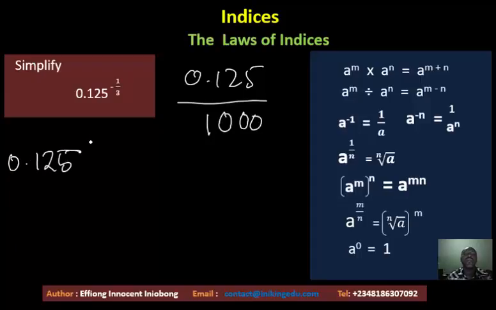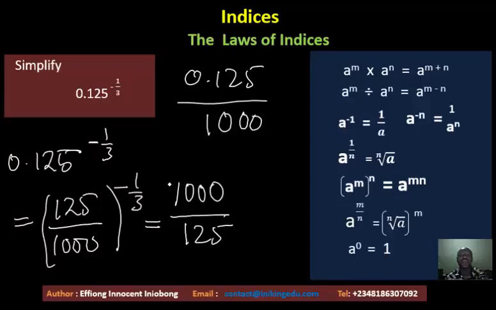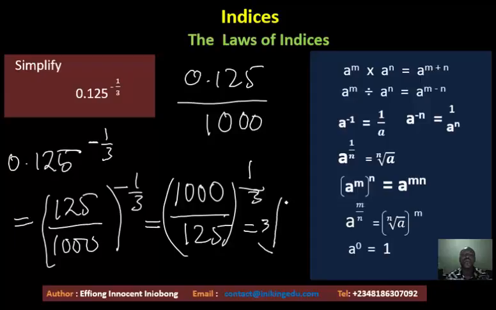I said, okay, that means 0.125 raised to the power of minus 1 over 3 can be written as 125 divided by 1,000 raised to the power of what? Minus 1 over 3. Next I deal with the negative sign. The negative sign is simply saying, roll this thing over. Reciprocal: 1,000 divided by 125. Now that I've done that, I have 1 over 3. And what is this saying? This one is simply telling me to take the cube root. So that means this will be the cube root of what?